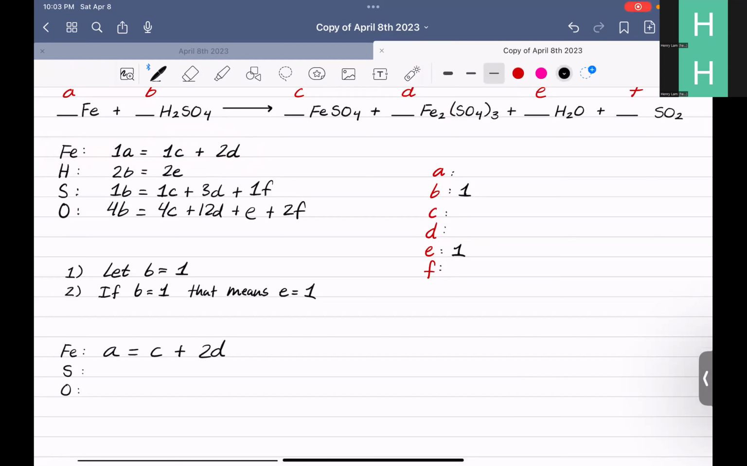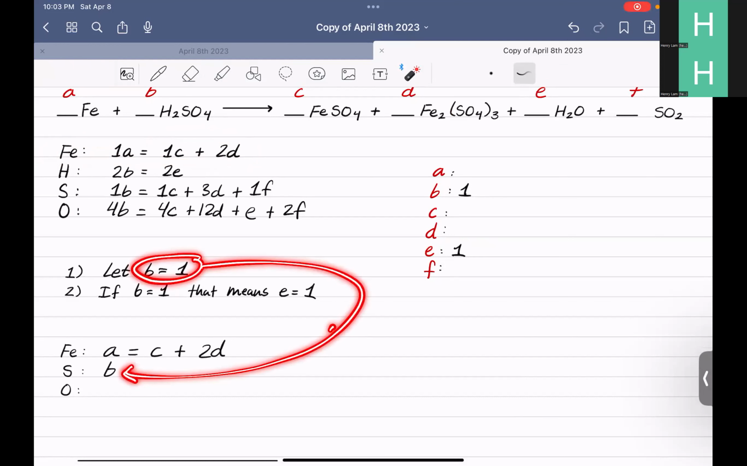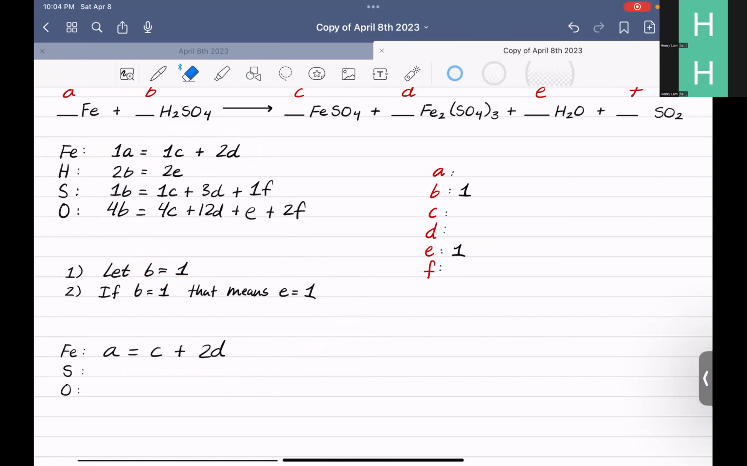Now if I look at sulfur, sulfur is B, but didn't we say that B was equal to 1? Right here, we said let B equal to 1. So I should plug that in here. So what this will be then is 1 is equal to C plus 3D plus F. Okay, what about oxygen? Well, this one will be 4 is equal to 4C plus 12D plus 1 plus 2F.